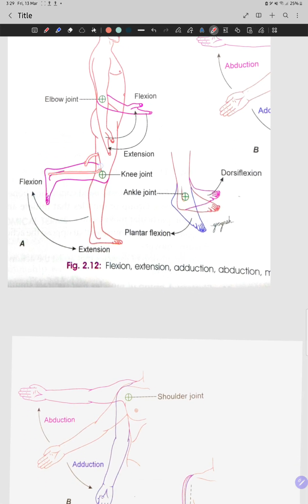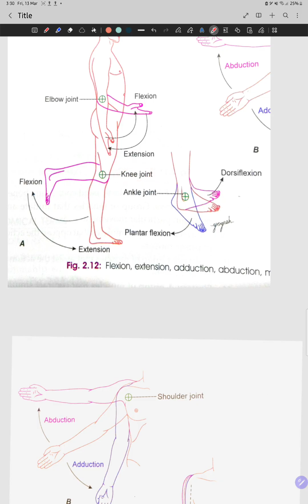Next, coming to flexion and extension of the lower limb. Here, less angle is the flexion, more angle is the extension. Just to remember that one, the concept will stay with you forever. The flexion and extension of the lower limb is going to occur at the knee joint.